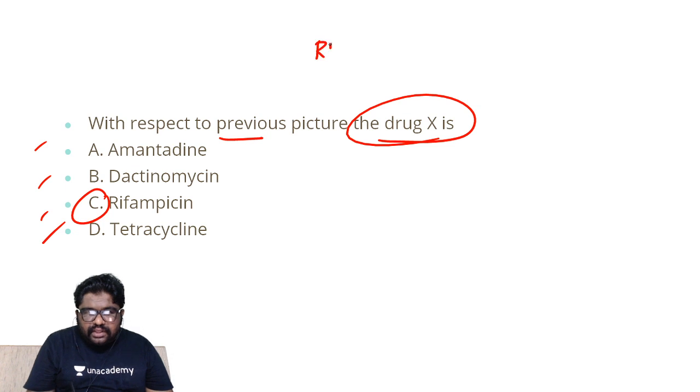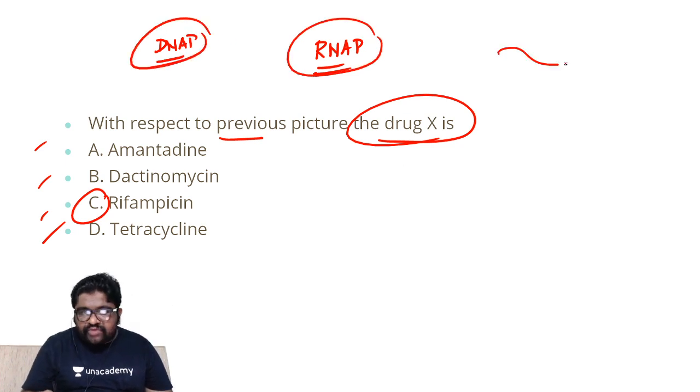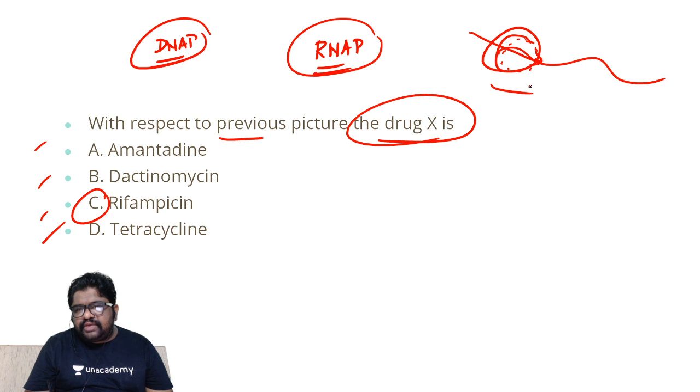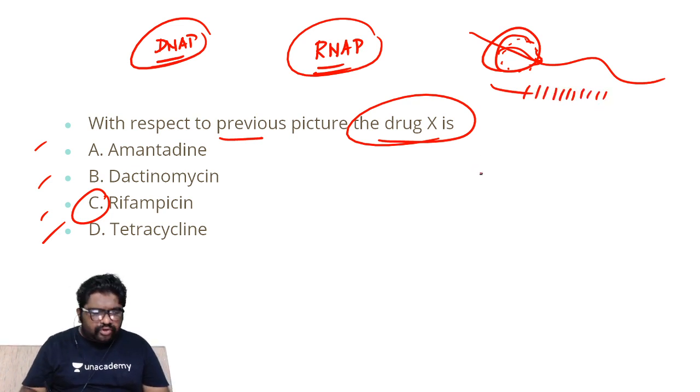I'm saying RNA polymerase or DNA polymerase. I'm either generating an RNA or a DNA from a strand. That is, you will be using a particular template. On the template, the enzyme will be running. The speed with which it keeps on adding the nucleotides is referred to as what? If you do not know, it's okay.